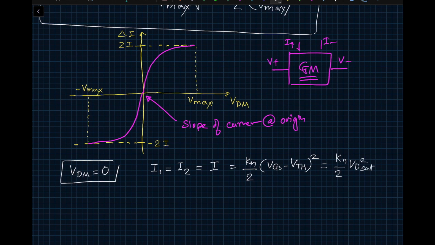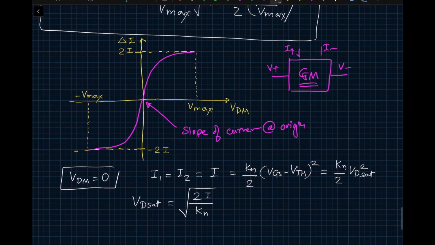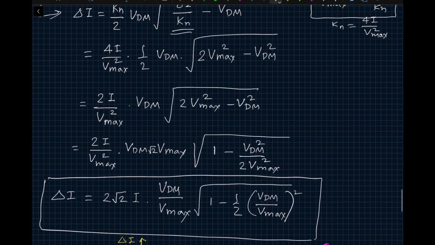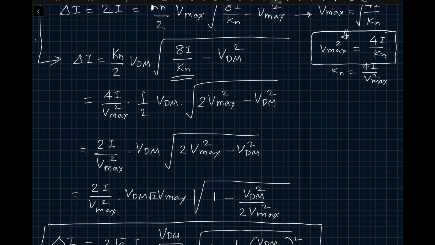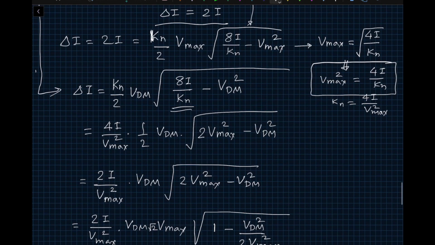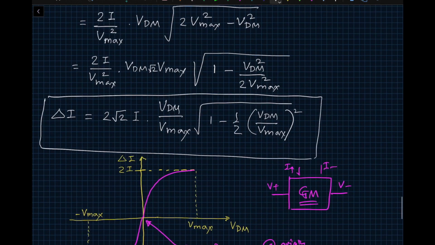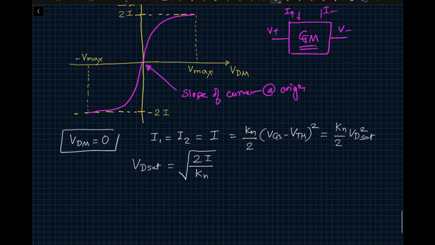So what is VDSAT? VDSAT is equal to the square root of 2I divided by Kn. Now let's compare. There was something similar that we had played with earlier. If you remember the value of Vmax, we got Vmax as the square root of 4I by Kn. I'll rewrite it again: Vmax is equal to the square root of 4I divided by Kn.